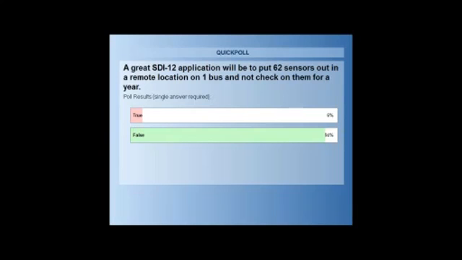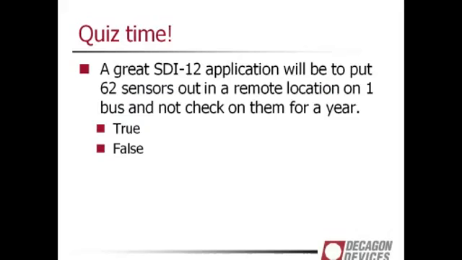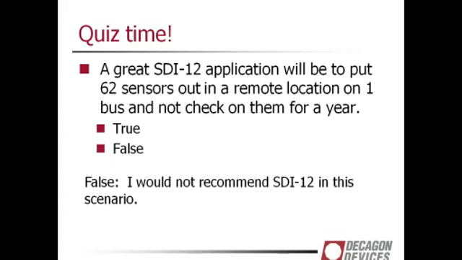You've got a lot of sensors out there. In the course of a year, you don't know what's going on out there. So again, back to our take-home points. If you use SDI-12, check your data often. Be able to get to your sensors quickly if there is a problem. And the third one, look for a good troubleshooting scheme. I would not recommend SDI-12 in this scenario.